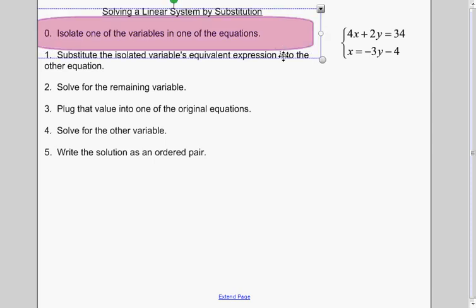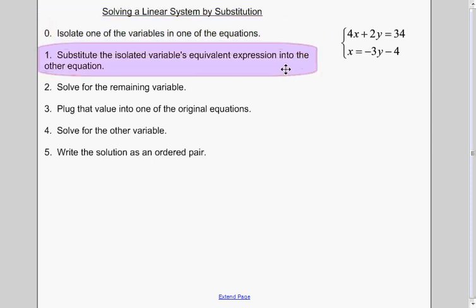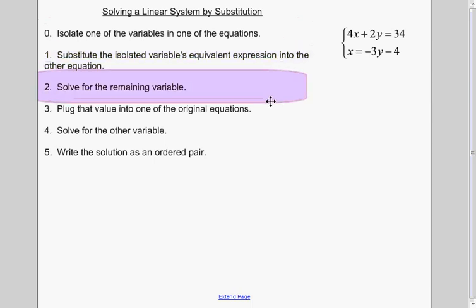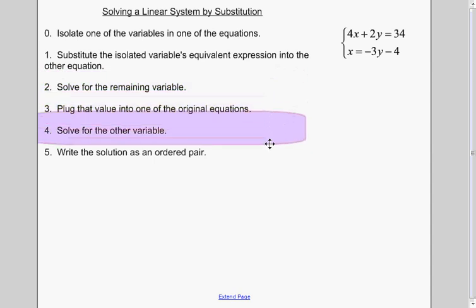And the steps that follow are: 1. Substitute the isolated variable's equivalent expression into the other equation. 2. Solve for the remaining variable. 3. Plug that value into one of the original equations. 4. Solve for the other variable. 5. Write the solution as an ordered pair.